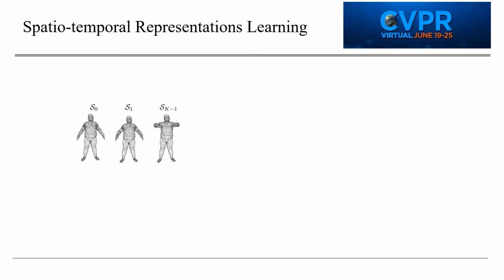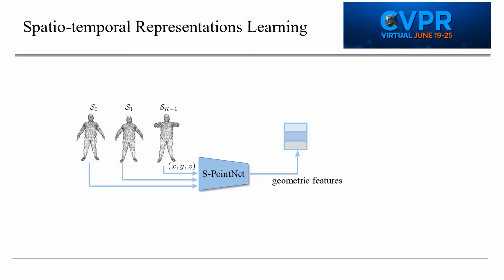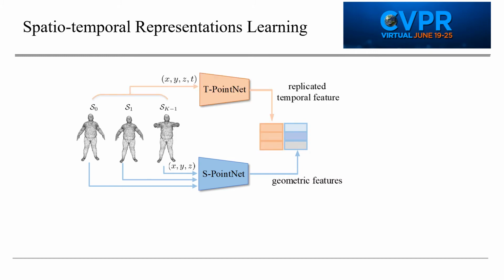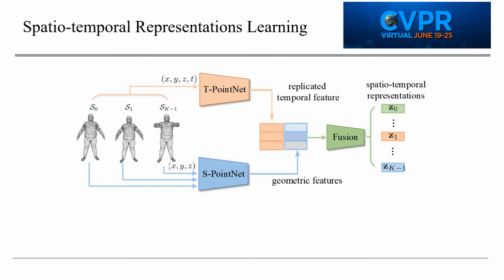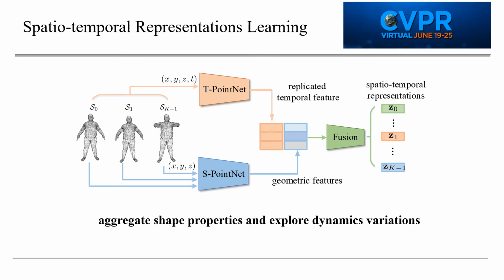The spatio-temporal encoder uses an S-PointNet to extract a sequence of geometrical representations by individually applying it for each frame. It also contains a T-PointNet that utilizes the entire 4D point cloud to extract a temporal representation by using both space and time information. Finally, the geometric and temporal representations are fused into a sequence of spatio-temporal descriptors to aggregate shape properties and explore dynamics.